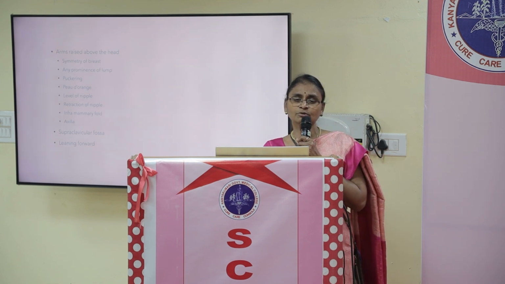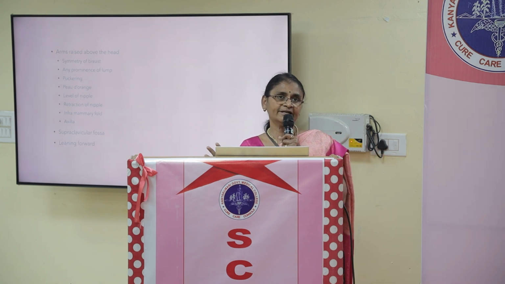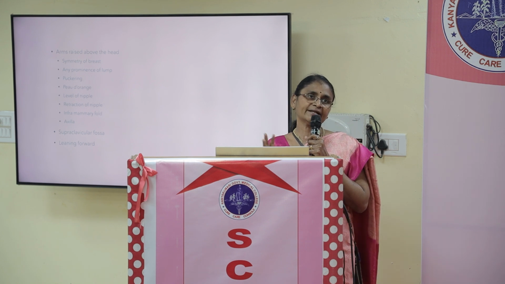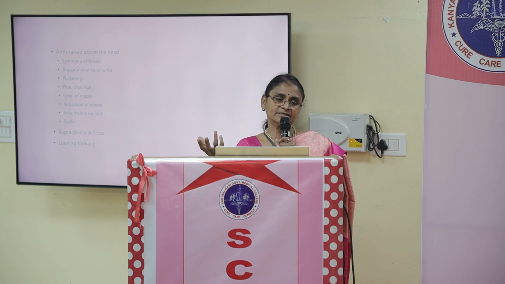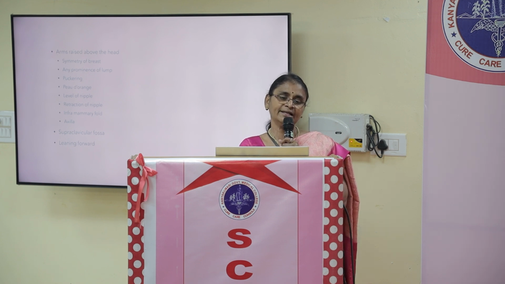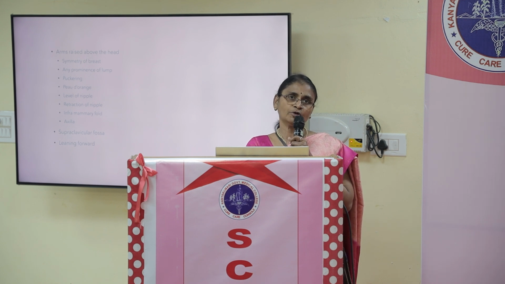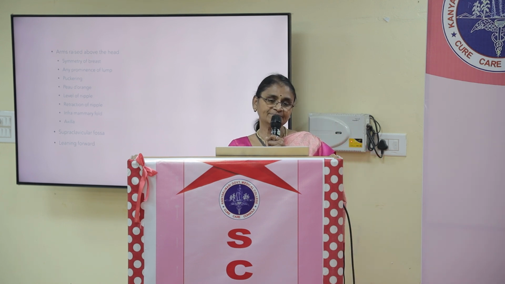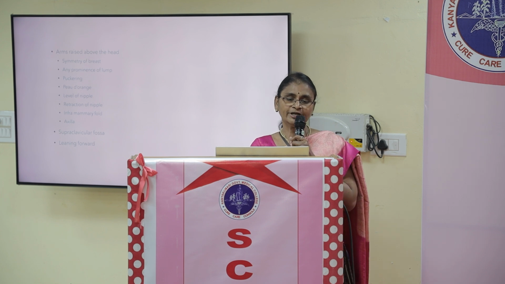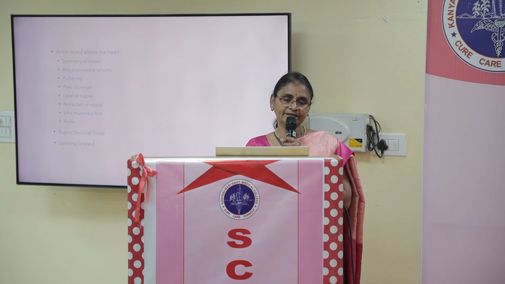Then arms raised above the head. Again, you can look for the symmetry of the breast. Sometimes when the arms are raised above the head, you may see a lump prominence, or the breast asymmetry may be lost. Any prominence of the lump, even the puckering and the peau d'orange, becomes more prominent, and the level of the nipple. Sometimes the level of the nipple will not be equal while the arms are raised above the head.